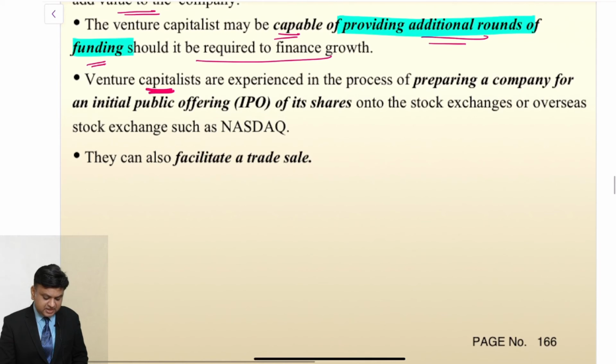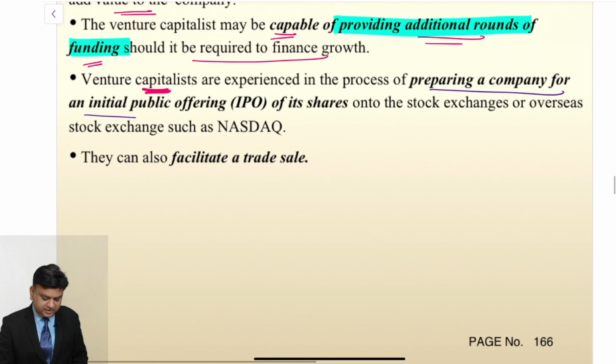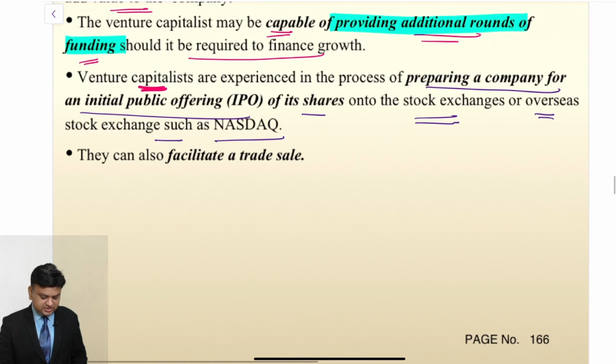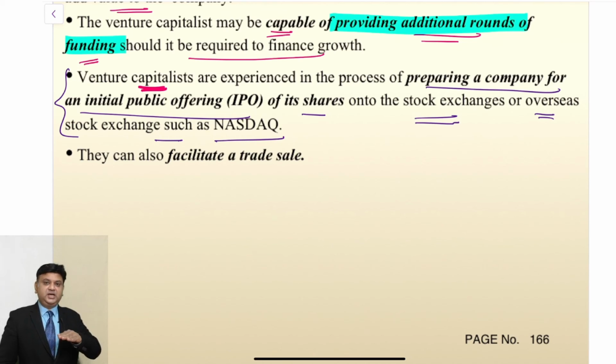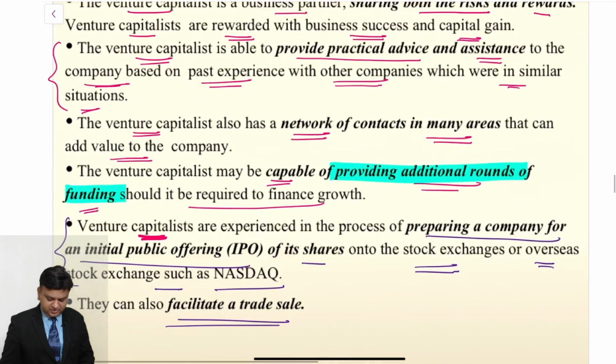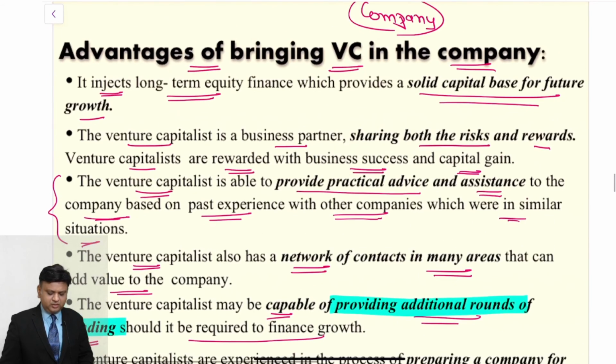Venture capitalists are experienced in the process of preparing a company for the IPO of its shares on the stock exchange or an overseas stock exchange such as Nasdaq. So if you want to get listed, they will help you even in that, because they also want to exit. It can facilitate a trade sale. Trade sale means that your ongoing business will be sold to somebody.